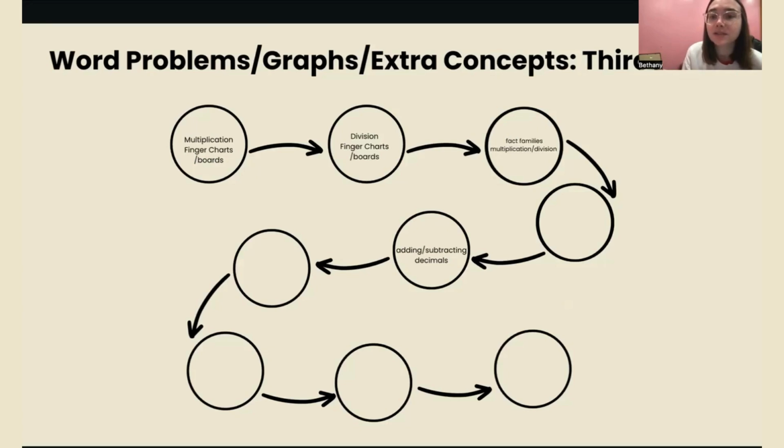The fact families for division and multiplication, squares and cubes of numbers is a lot of fun. Adding and subtracting decimals, mostly with money. Some kids also get to multiplying decimals. And then again, Infinity Street, the same types of bar graphs, pictographs, different things, answering more in-depth questions where they have to like analyze a graph. And then they get addition, subtraction, multiplication, and division word problems, and then the Roman numerals.